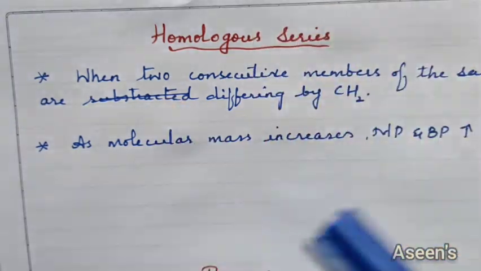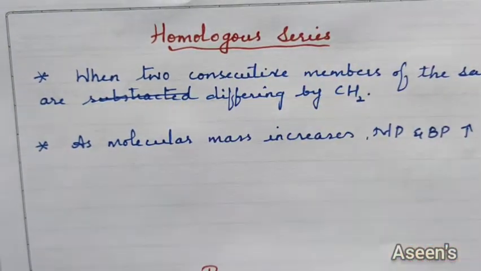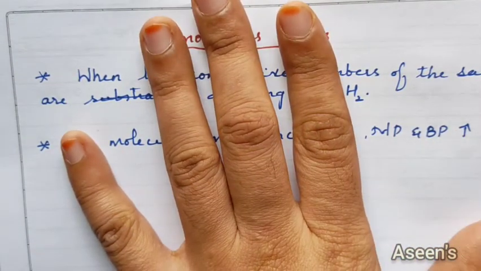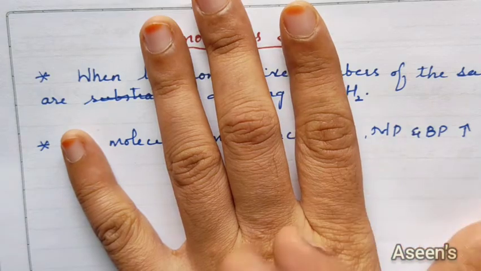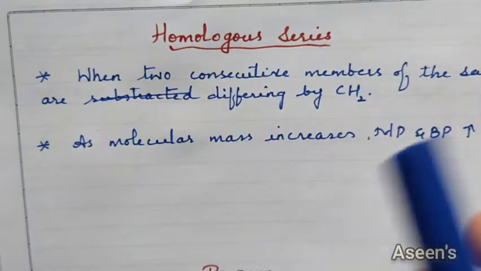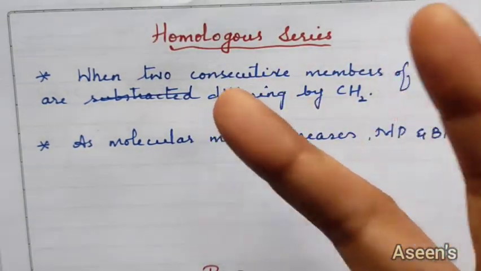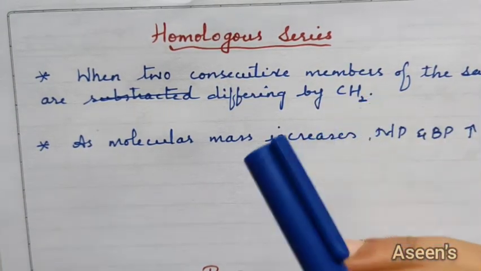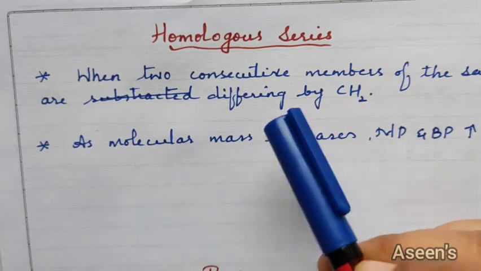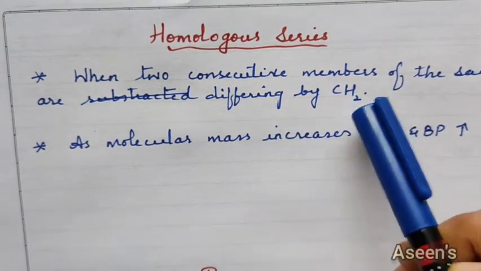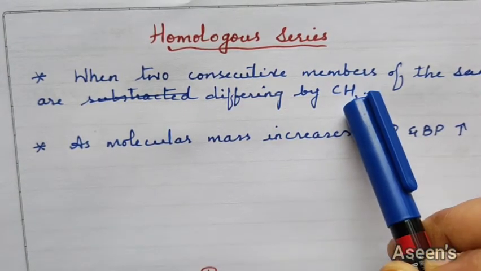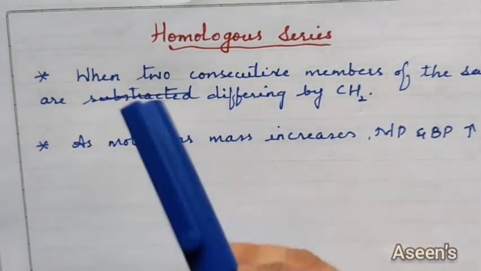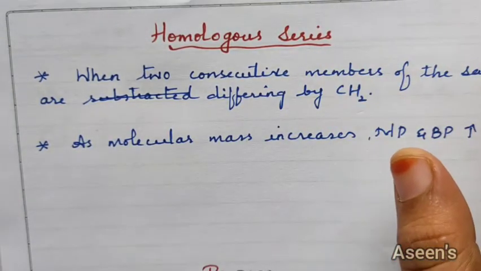Okay, so we need to take two consecutive members, any members. It can be the very large ones, or they can be the smaller initial ones. It does not matter, but we need two consecutive members from the same family, and when you subtract them, if you get a difference of CH2, then we call the particular series a homologous series. So basically all our families are homologous in nature.